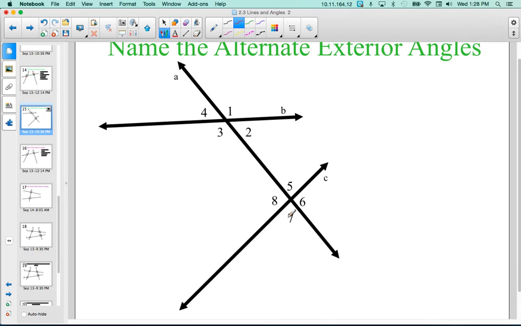So this one's a little bit different view here, but same idea. We have our transversal, line A, intersects at this point and this point. Now the exterior angles are going to be 1 and 4 and 6 and 7. So if I pick 4 as an exterior angle, for the alternate exterior I got to go to the other side of the transversal and then the other intersection point. 4 and 6 are an alternate exterior angle pair, and 1 and 7 are an alternate exterior angle pair.